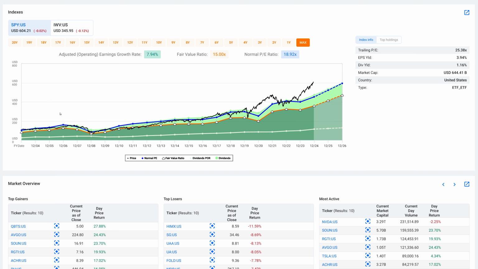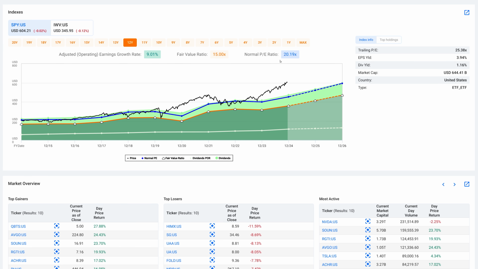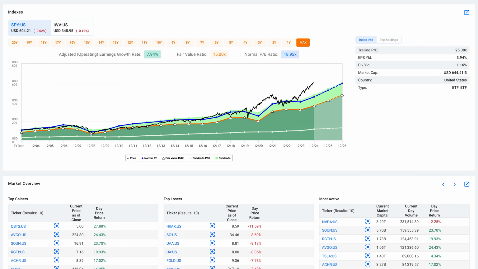Now, the numbers will change if I change time frames. These lines will change. Currently, it's an 18.9 PE on the blue line, and it's a 15 PE on the fair value line. That line will tend to stay the same, but if I drop this to like 12 years, the 18.92 that was typical over that period is now going up to 20. So the point I'm trying to make is that somewhere between 15 and 20-ish times earnings would be a reasonable valuation for the S&P based on historical norms.